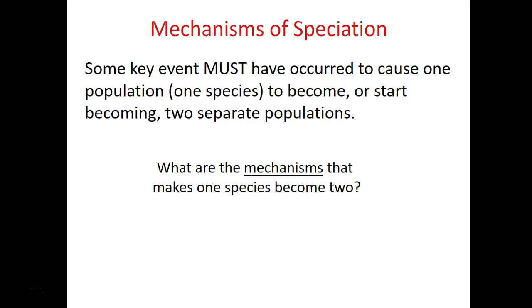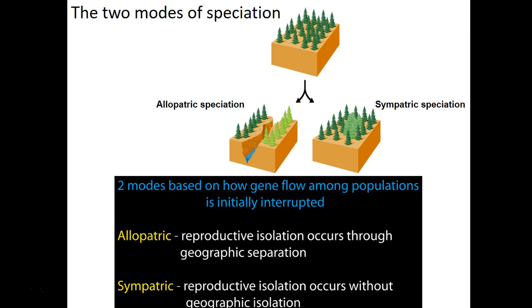So to understand speciation, you have to ask the question, this key event, what happened that caused your single population to become or to start becoming two separate populations? What are the mechanisms that make one species become two? And there's two modes of speciation. The first is called allopatric speciation. The second is called sympatric speciation.